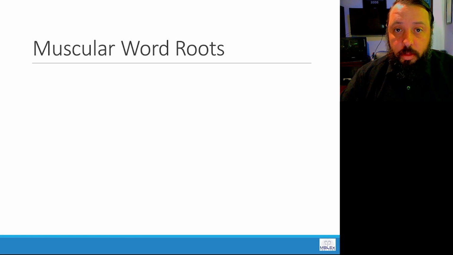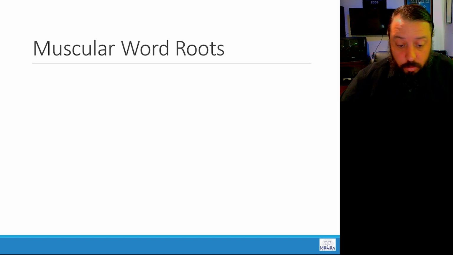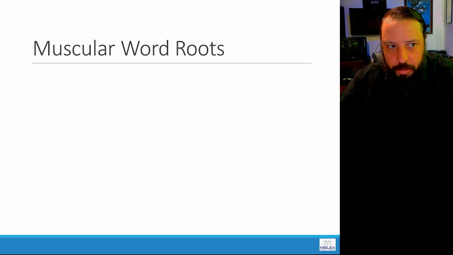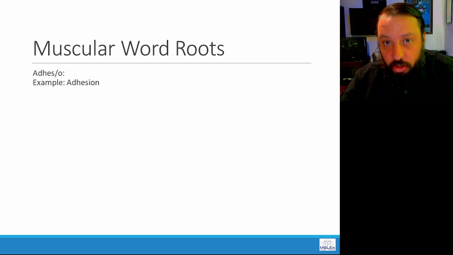All right, let's move on to the muscular word roots. So the muscular system, muscles, essentially, maybe some attachments with bones, but essentially we're just looking at muscles, right? And word roots regarding muscles. Okay, so let's start with adheso, like an adhesion.